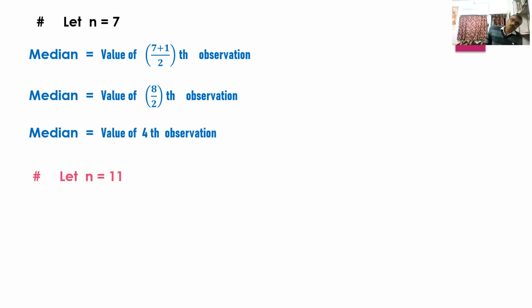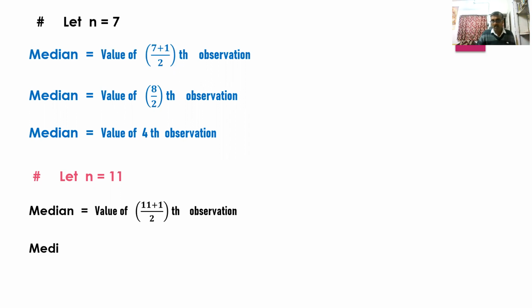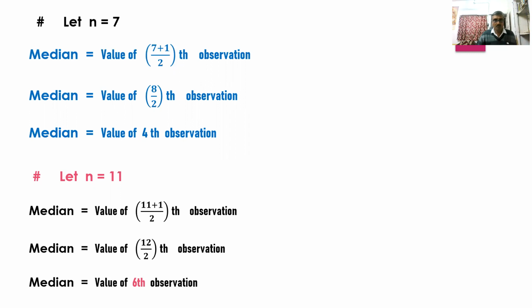Let us take another example. N is equal to 11. 11 is again an odd number. Then median is what? The (11 plus 1) by 2th observation. 11 plus 1 is 12. 12 by 2 कितना हुआ? 6th observation. Value of the 6th observation. Right? Let us move on.